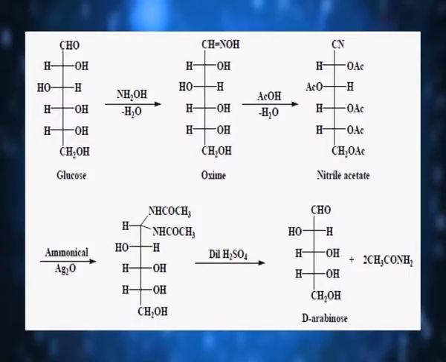This method consists in converting the aldose into oxime, which on treatment with acetic anhydride is converted into the nitrile and acetylated. On treatment of this nitrile acetate with ammoniacal silver oxide, a splitting off of hydrogen cyanide takes place together with the hydrolysis of the acetate groups, resulting in the lower aldose sugar. An intermediate of the last reaction is usually obtained, which is an addition product of acetamide and the sugar. This is readily hydrolyzed with acid.